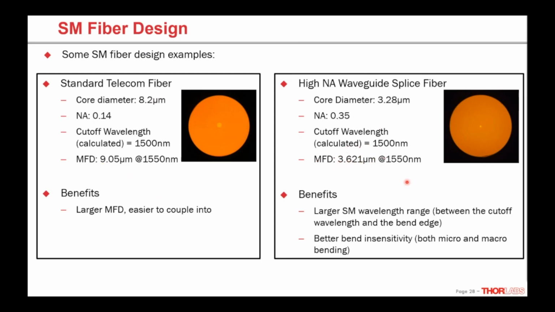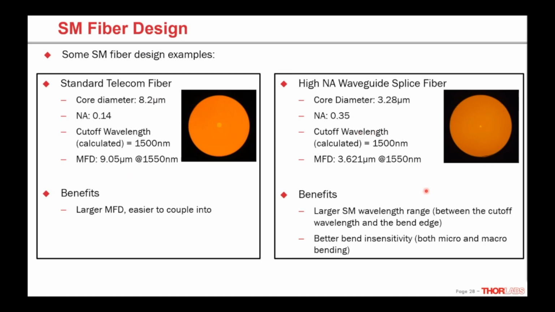Each of these designs has benefits. The larger core fiber, of course, has a much larger mode field diameter, and that makes it much easier to couple light in. You need still pretty good, but not quite as crazy precise mechanical positioning and aligning for good coupling efficiency. So this fiber turns out to be much easier to work with.